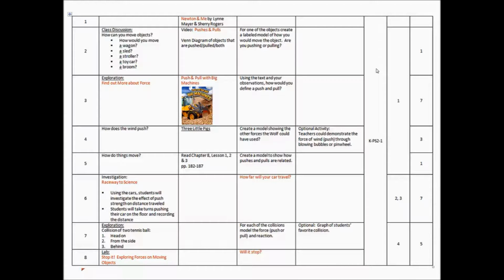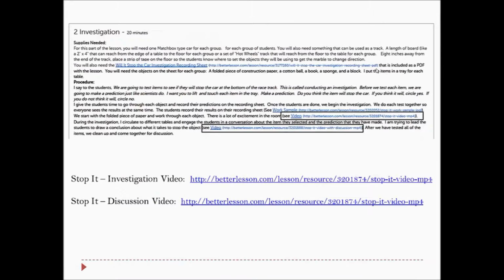Stop It! Explore forces on moving objects. Lesson 8 concludes the first performance expectation by having students apply what they've learned about pushes and pulls and collisions to stop the Matchbox car. This lesson also allows our students to analyze data to determine if design solutions work as intended to change the speed or direction of an object with a push or pull, the second performance expectation of this unit. The actual lesson does include video links and other resources to help facilitate the planning of this activity.